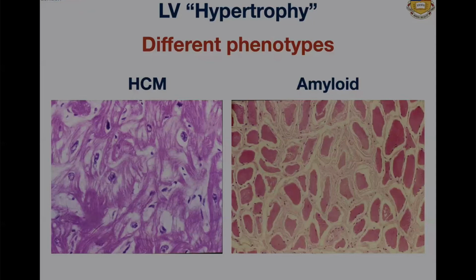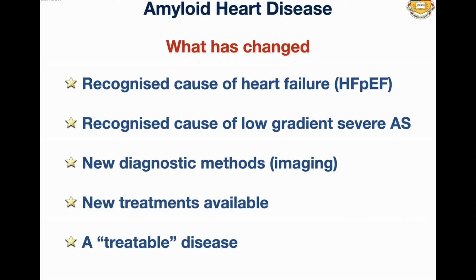Okay. So obviously amyloid heart disease is not a new discovery. It has been going on for decades. But what has changed in very recent years is that we have now recognized amyloid heart disease as a cause of heart failure. We have recognized patients with low gradient severe aortic stenosis who may have amyloid deposition in the myocardium, and this is the cause of low gradient severe aortic stenosis.